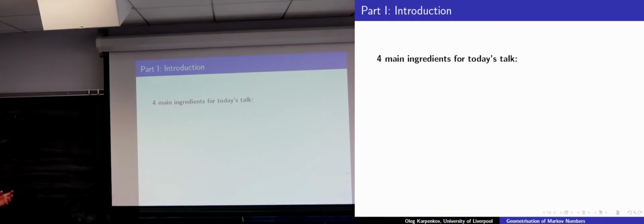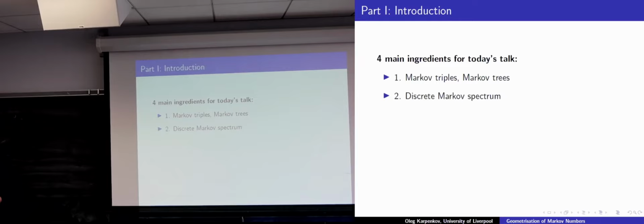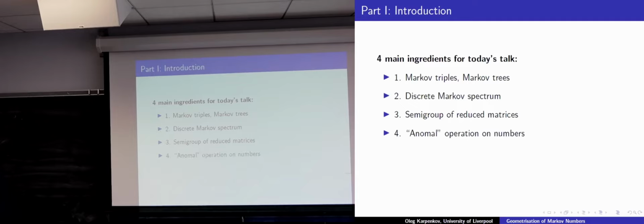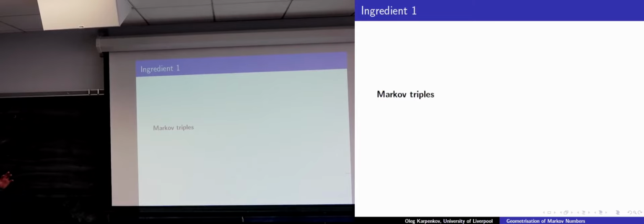So four main ingredients for today's talk. Markov triples, Markov threes, so we will study that. Then the discrete Markov spectrum, and the semigroup of reduced matrices, a very nice semigroup. Maybe you have already heard about it before. It's a little bit exotic, but a very natural set of matrices. And also a normal operation on numbers, which is very straightforward in some sense. Anyway, let us first study the ingredients and then we will mix them together to see what will happen.